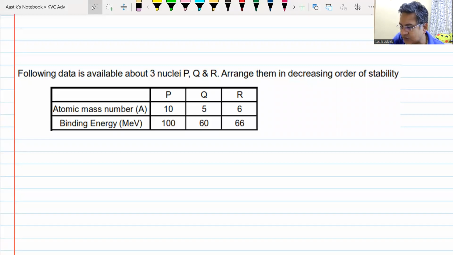This is a question given. Following data is available about three nuclei, P, Q, and R. Arrange them in decreasing order of their stability. I'll give you a minute.